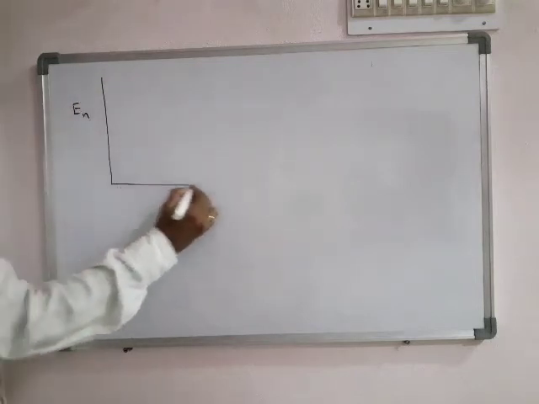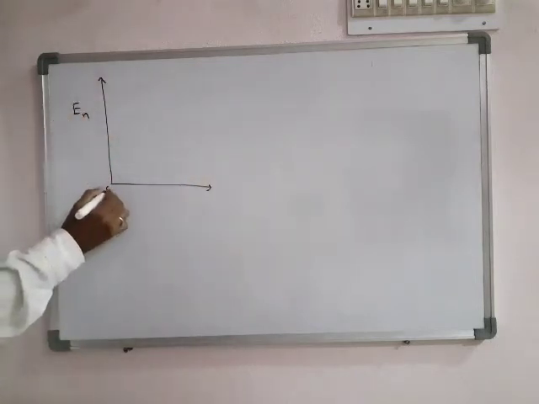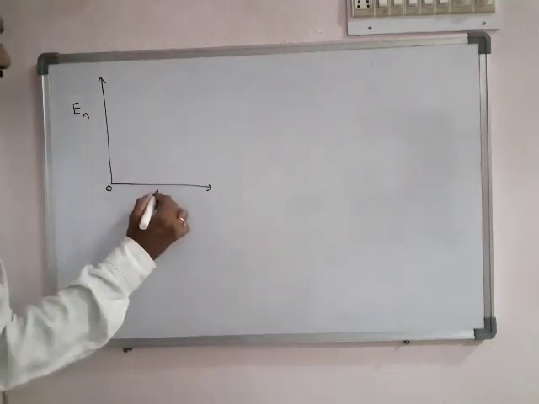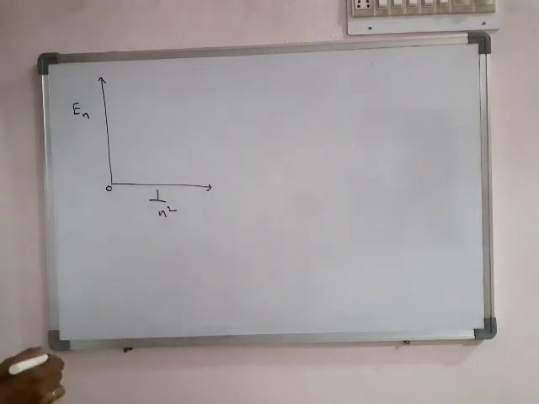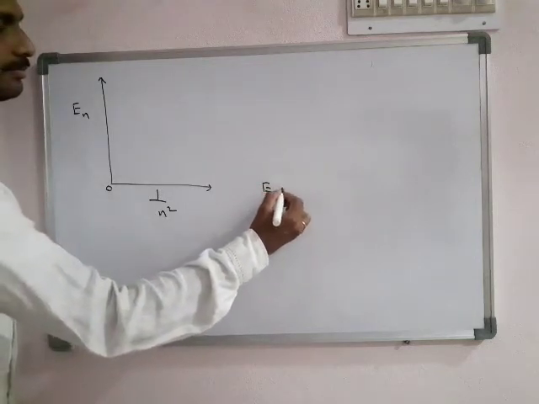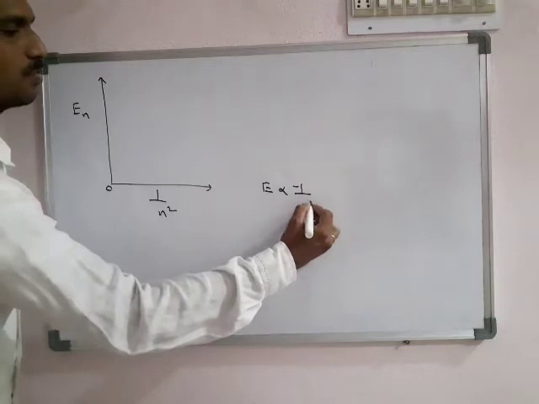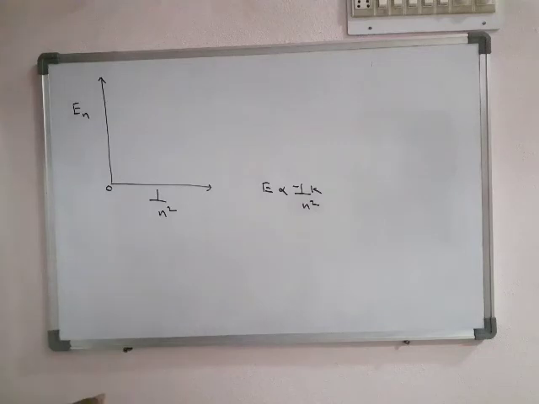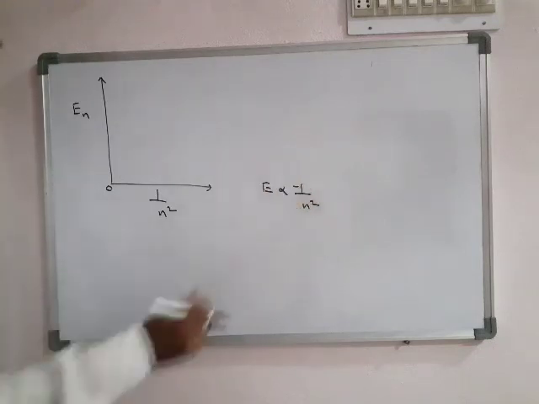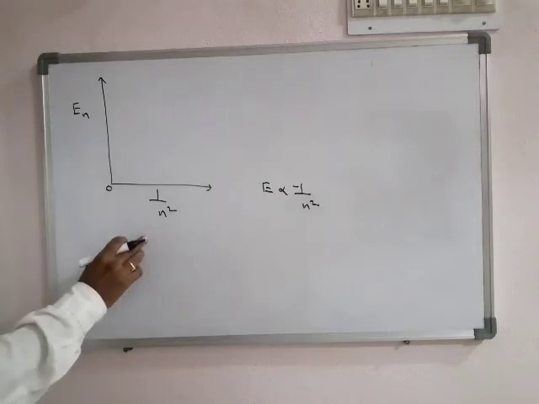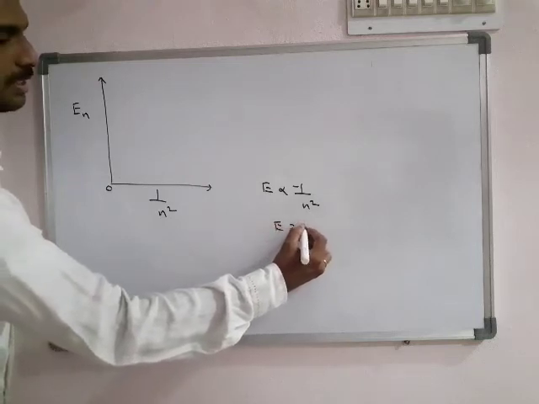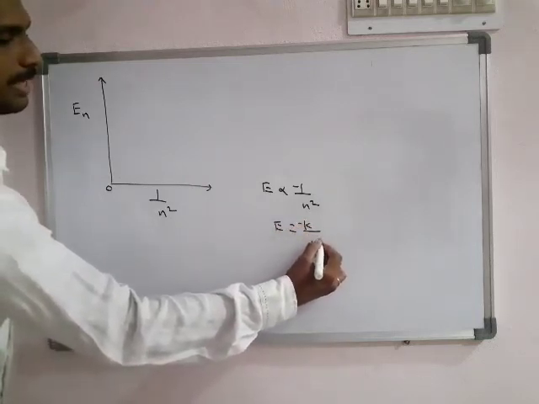Next, the energy of an electron present in the nth orbit is proportional to 1 by n square. So we know the different equations of energy, generally E is proportional to minus 1 by n square. There is some constant value there. So by using E is equal to some constant by n square.